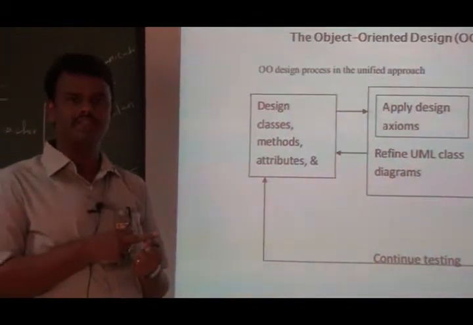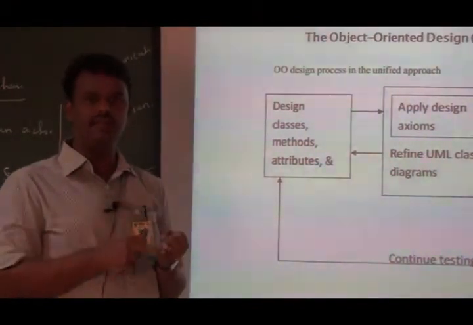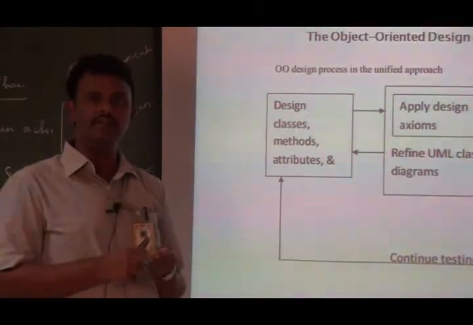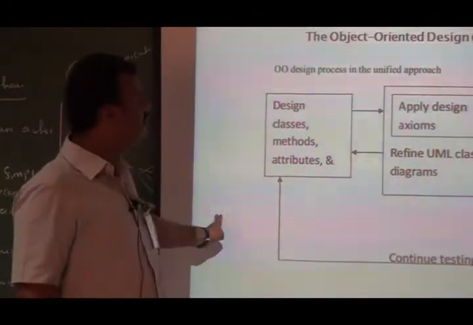The last one, classification. In classification, we are going to identify the classes, identify the attributes, identify the methods, and finally define the relationship. The next one, the object oriented design process.